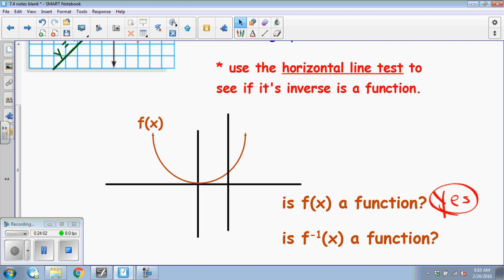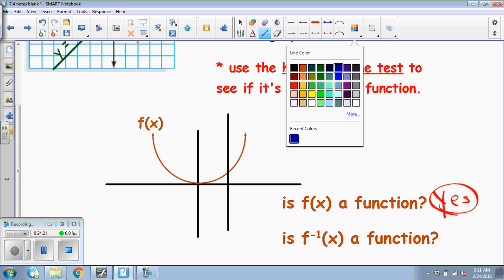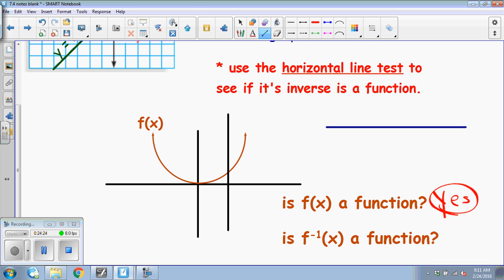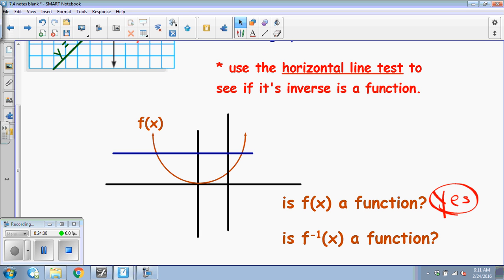Now, let's see if its inverse is a function. Well, I don't have a graph of its inverse. I only have the original function. Well, that's okay. In order to tell if the inverse is a function without actually having a graph of the inverse, we can do a horizontal line test. So, let's draw a horizontal line. That's a horizontal line, right? Okay, so let's do the horizontal line test. Does it pass? No. It touches that red graph here and here, so it fails. So that means that its inverse is not a function.